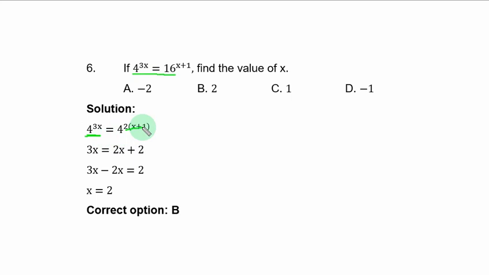You equate the bases and you have the powers to be equal. And if you expand this, you have 2s plus 2. So you have 3s equal to 2s plus 2. Collect like terms, you have 3s minus 2s equal to 2. If you subtract, you have s equal to 2. B is the correct option.